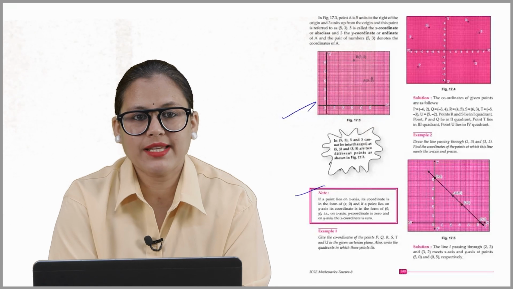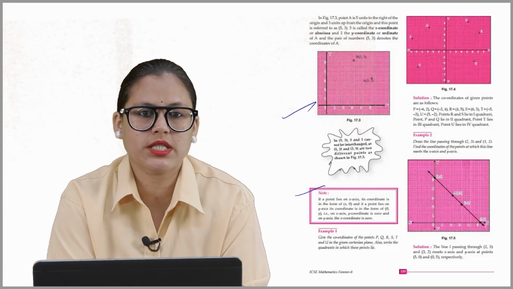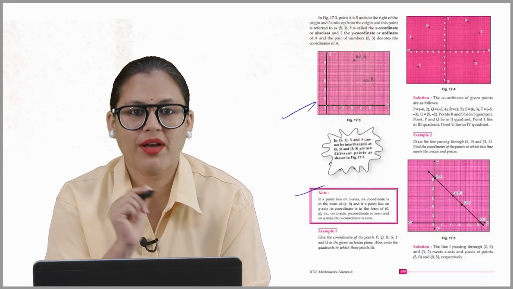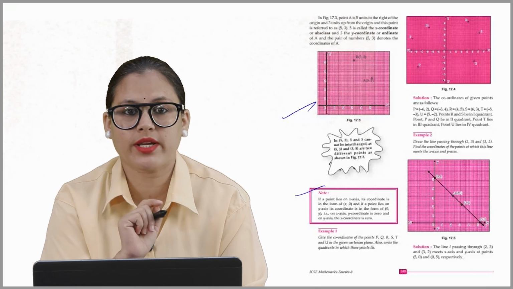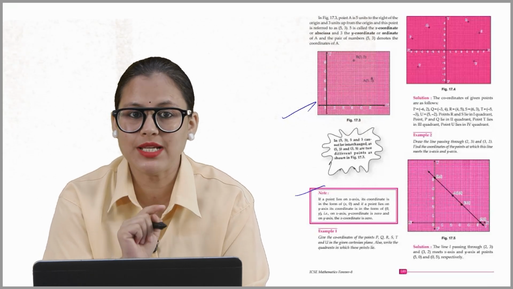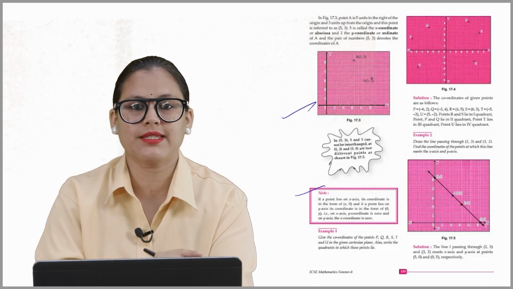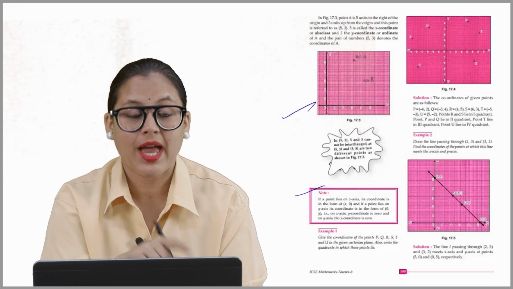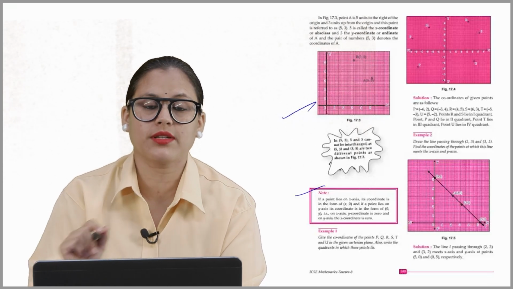if a point lies on the x-axis, its coordinate is in the form of (x, 0), and if a point lies on the y-axis, its coordinate is in the form of (0, y). That is, on the x-axis, the y coordinate is 0. And on the y-axis, the x coordinate is 0.